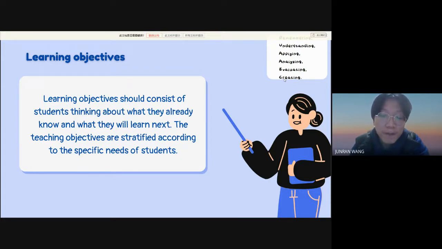For example, the teacher is supposed to teach the passive voice. Then we can set teaching objectives: students can evaluate the effect of using passive voice in English communication in different situations.